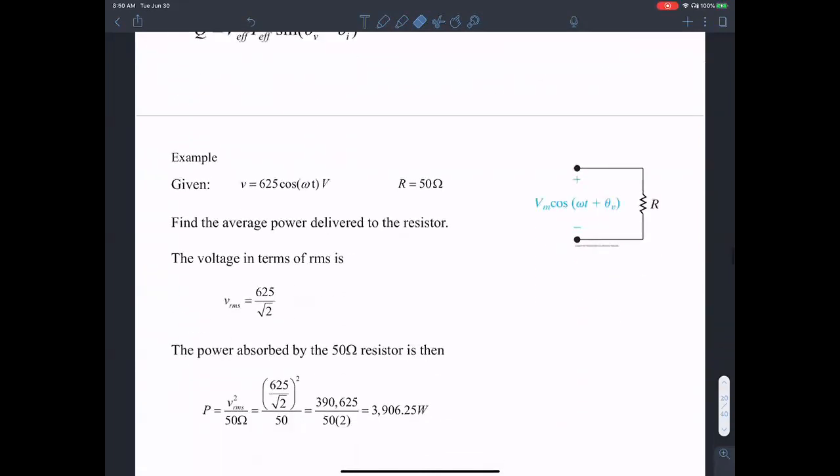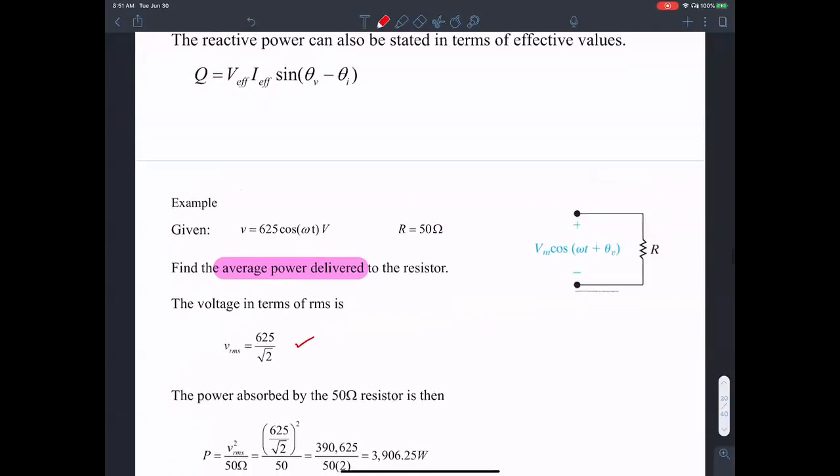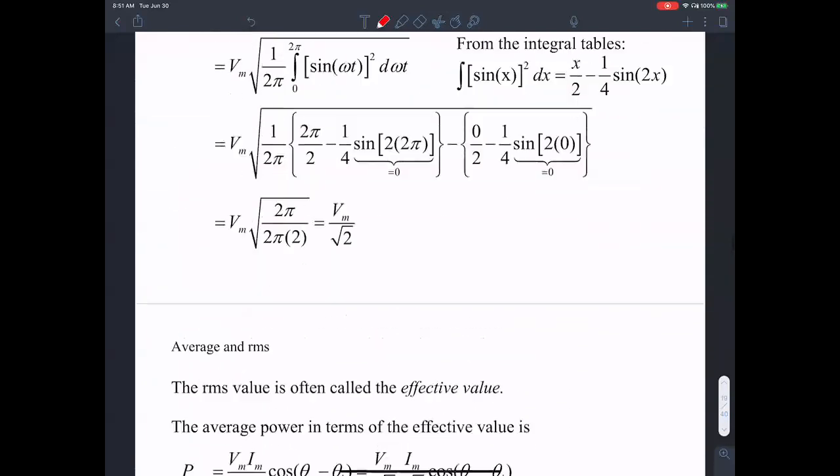So here is an example. Given the expression for voltage, notice that the phase angle is 0, and the value of the resistance is given. We are expected to find the average power delivered to the resistance. The first thing is I'm going to express VRMS as Vm over square root of 2. Vm, the peak value, is 625. I'm interested in the average power. So using that, I have a value for VRMS. Now the average power is simply VRMS squared by R.